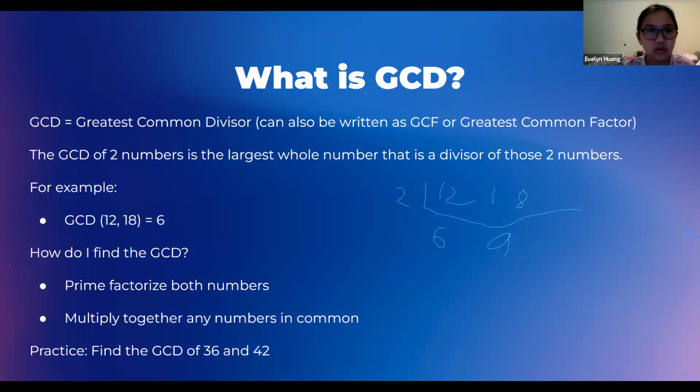And then 6 and 9 are also both divisible by 3. So you put another L, and you put a 3 over here. Then 6 divided by 3 is equal to 2, and 9 divided by 3 is equal to 3. Since 2 and 3 are prime, you multiply the two numbers on the side going vertical, which is 2 and 3, and then you get 6.